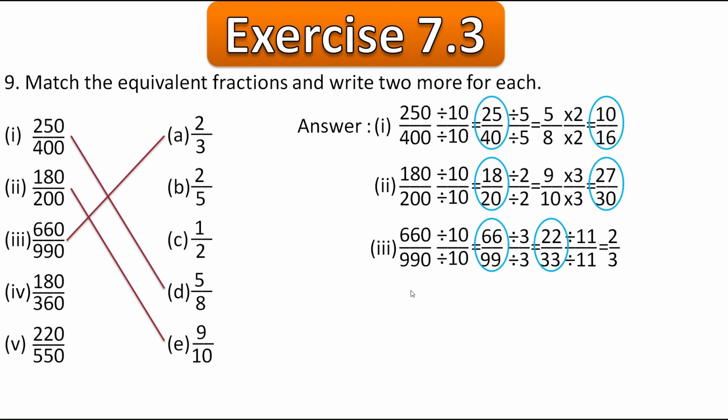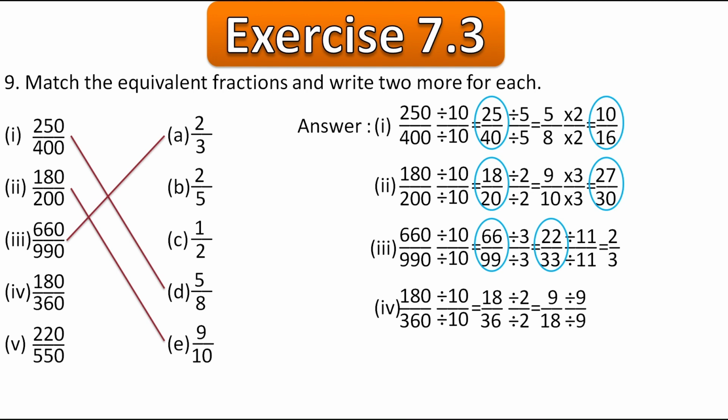Okay, so the fourth one is 180 upon 360. Let's divide by 10. I got the answer as 18 upon 36. Now let's divide by 2. I got 9 upon 18, which is not present. So again let's divide by 9. So I got the answer as 1 upon 2, which is present here. So again I already found 2 equivalent fractions here.